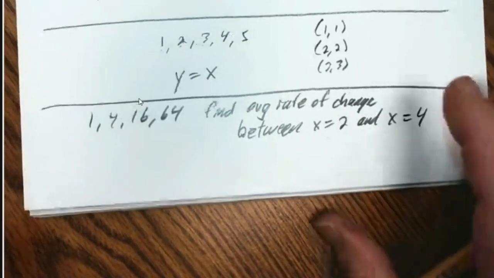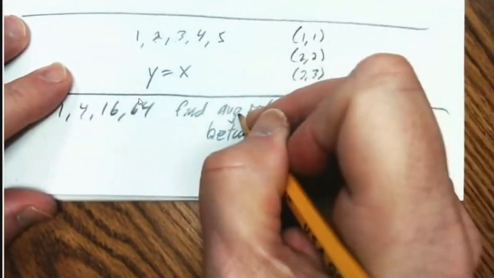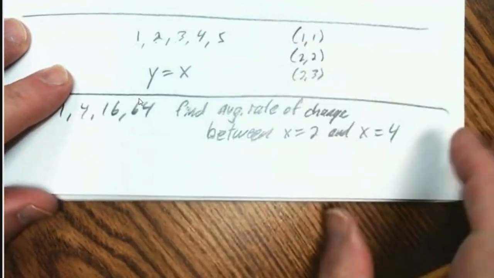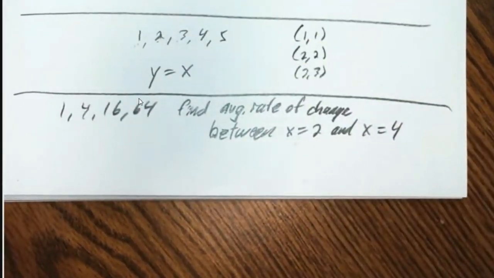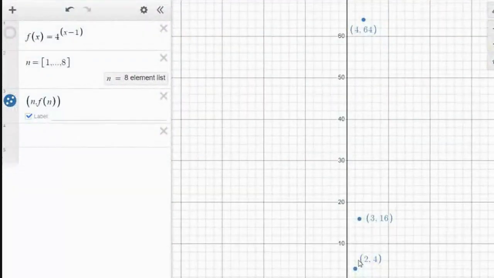You will have problems like this. I know there's problems like this. It'll be on the test. It'll be on the assignment this week. Find the average rate of change. Okay, so what's that asking for? It's just asking for the slope between the second point and the fourth point. If we looked at it in a graph, it wants to know the slope between 2, 4, and 4, 64. If we connected those 2 points with a straight line, what would the slope be?